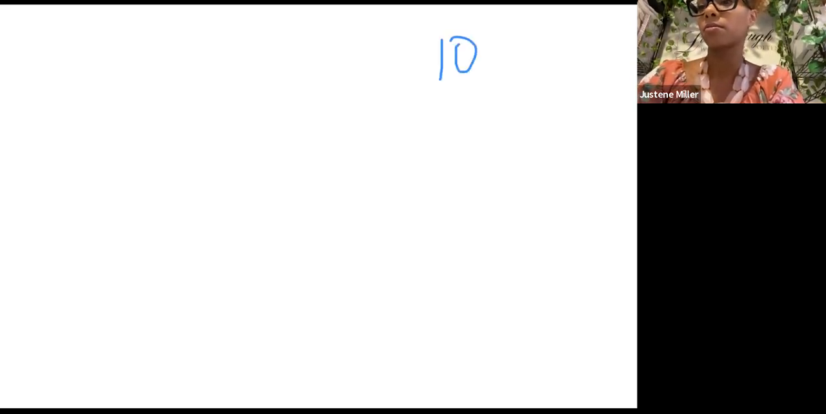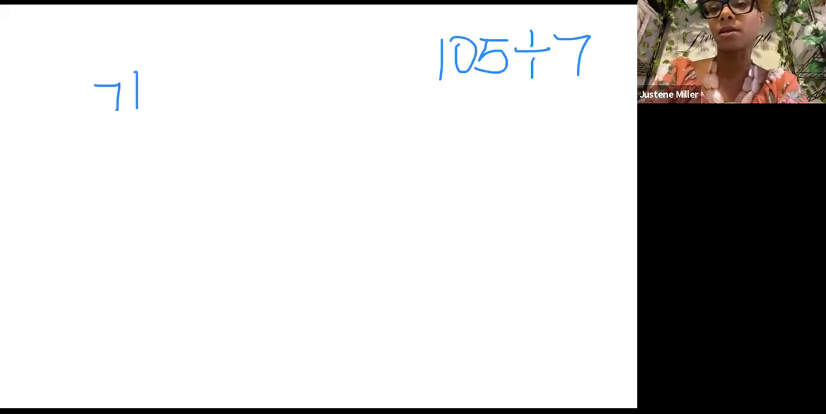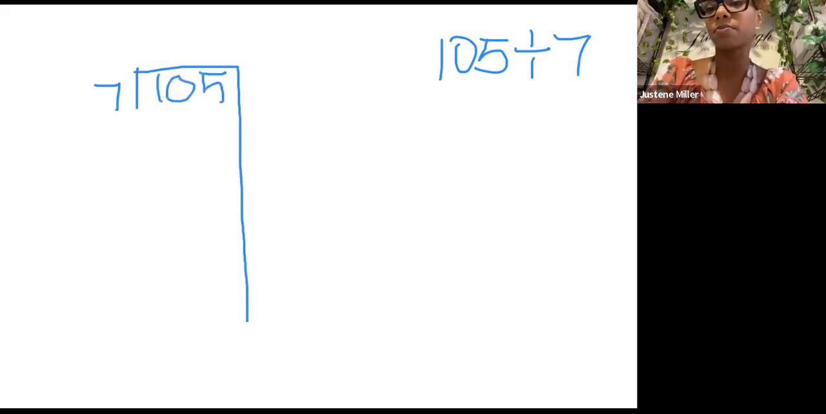Let's try another problem. So let's try a problem of 105 divided by 7. All right. So again, first step, set up your big 7. So I'm going to put my divisor 7 outside the house. And then I'm going to put 105 inside the house. Looking good, looking good.